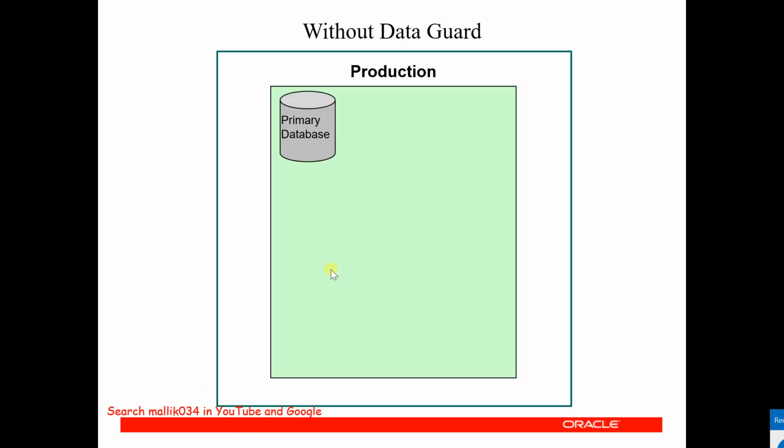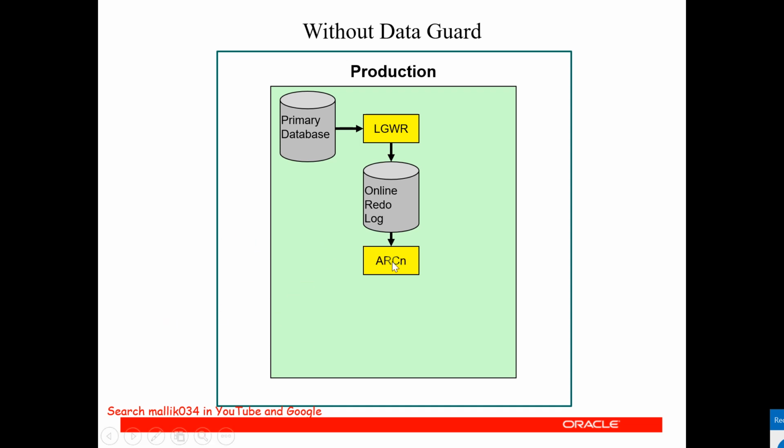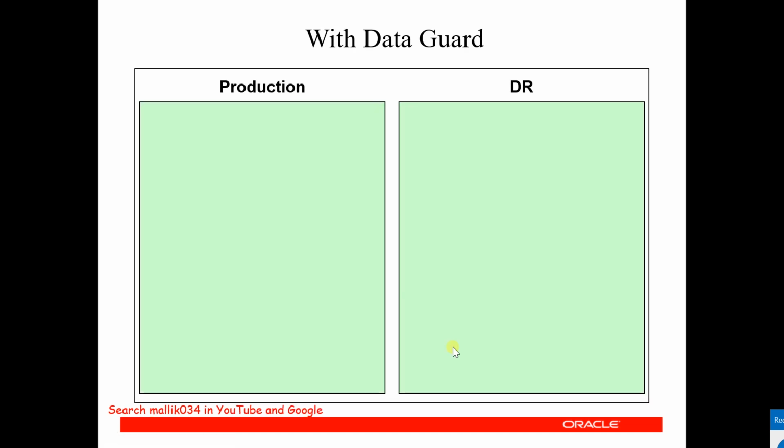And then, what is Data Guard? We already covered it. We have my primary database, and there's a log writer process. The log writer process is going to write to the online redo log. Then there's the archiver process, which is going to archive this online redo log, and the archive redo logs are going to be written into my archive destinations at the production side. This is a production setup.